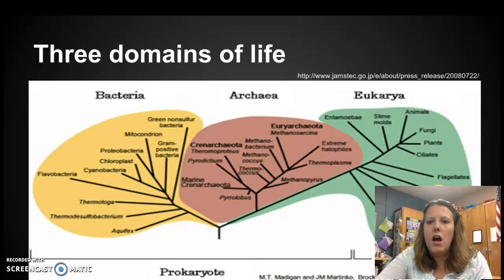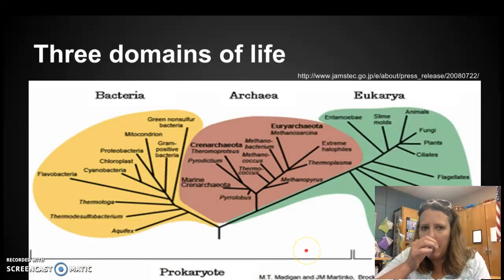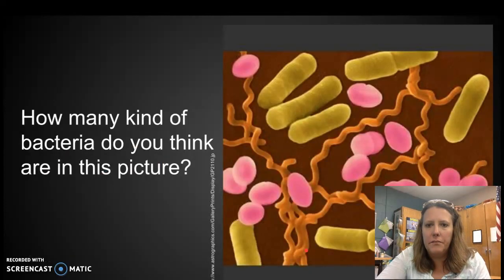In fact, all of the plants, animals, fungus, everything are in the eukaryote group. And then there are two groups of prokaryotes. There's bacteria and archaea that are all prokaryotes. So we actually think most of the life on this planet are prokaryotes, or a type of bacteria.